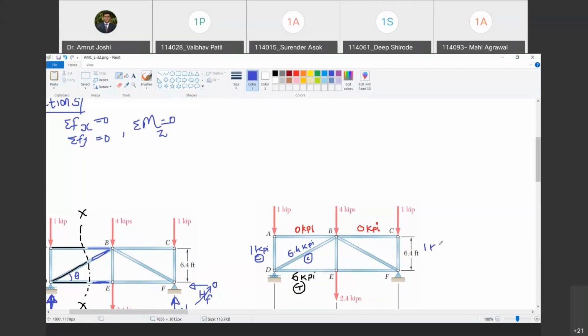1 kPi, and it is compressive in nature. Done? Okay. Now tell me, from which joint should I start next?